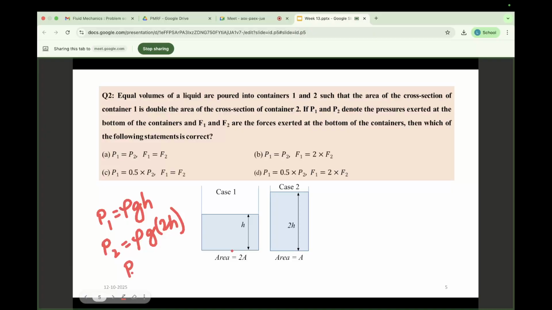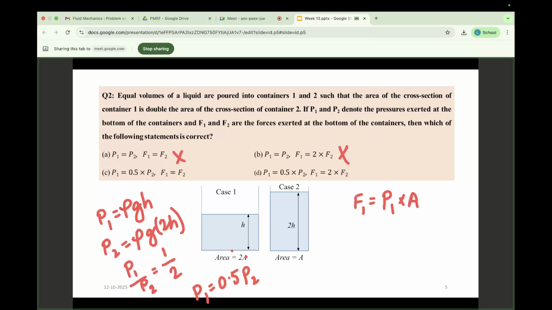That means P1 by P2 is this divided by this one, which is 1 by 2. So P1 is 0.5 P2. That means options A and B cannot be the answer. So it should be between C and D, right? Now we are coming to the force. What is force? Force means pressure into area. That is P1 into area.